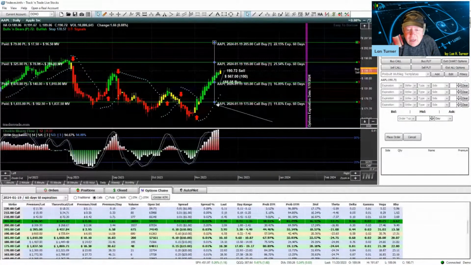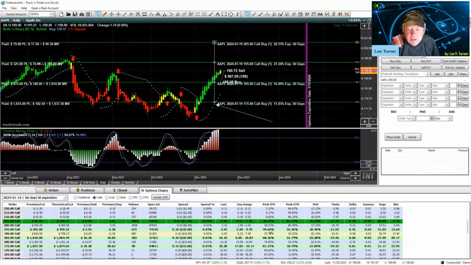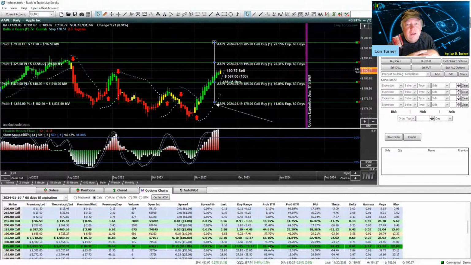Now, this other column right here is probabilities of being out of the money. So you can look at it, and it's just the opposite. If you got an 18% probability of being in the money, you have an 81% chance of being out of the money. Okay, so those are your probabilities. So that's pretty cool, right? If you come in here and you have more intrinsic value, you're going to have a higher probability of being in the money at expiration.